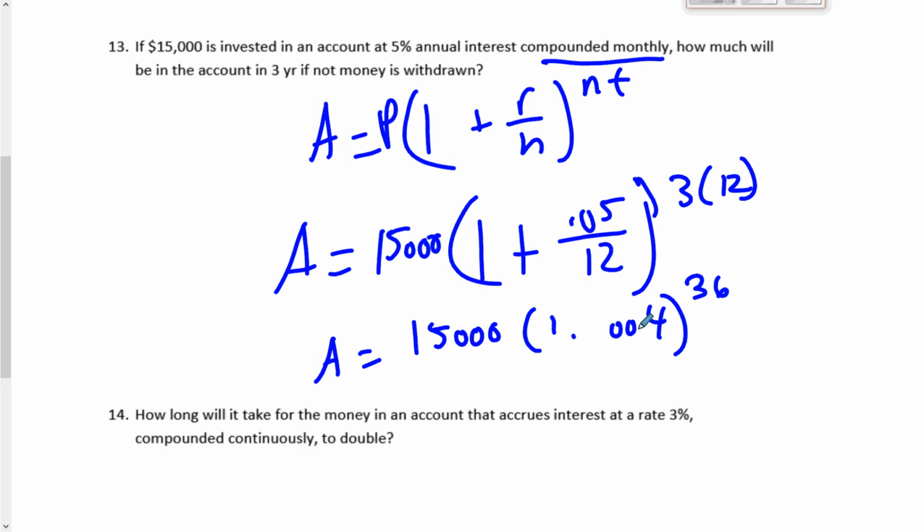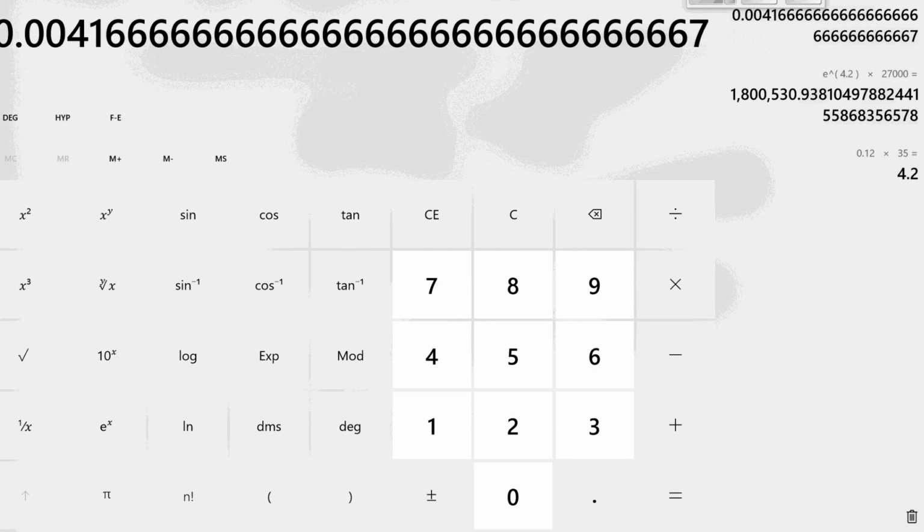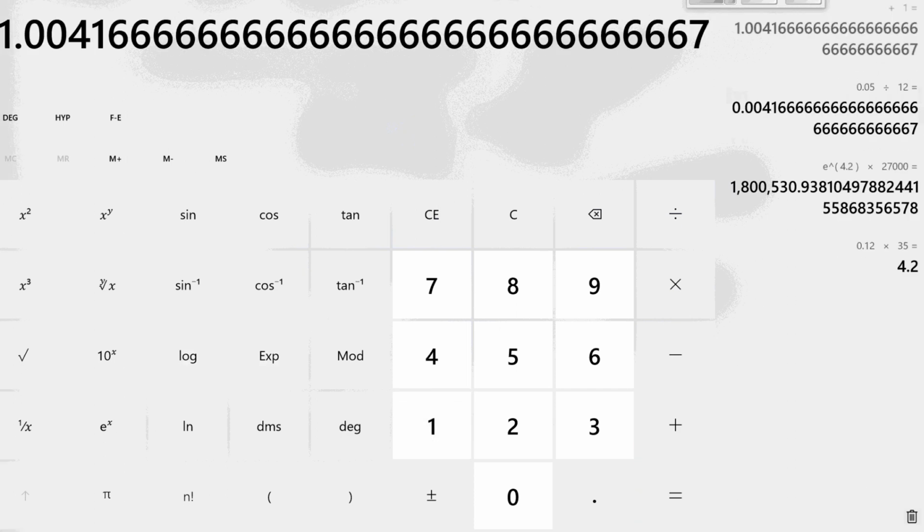So I want to keep that number. So here it is, here's that number in my calculator, and what I want to do is add 1 to this, and then raise that to my 36, how many times I'm doing it for. So I've got to figure out on this calculator how I do that.